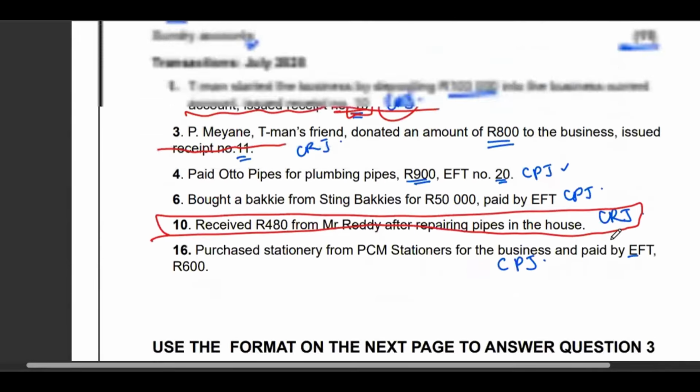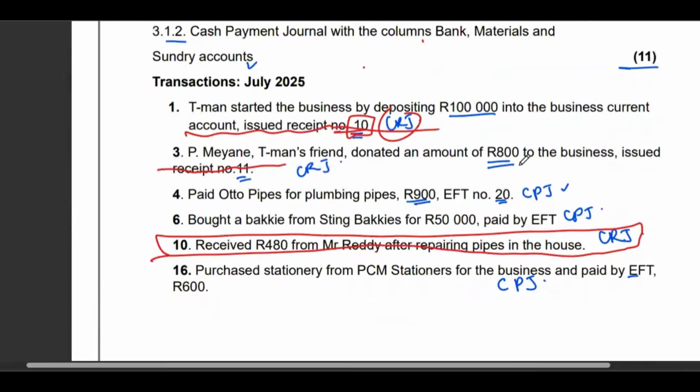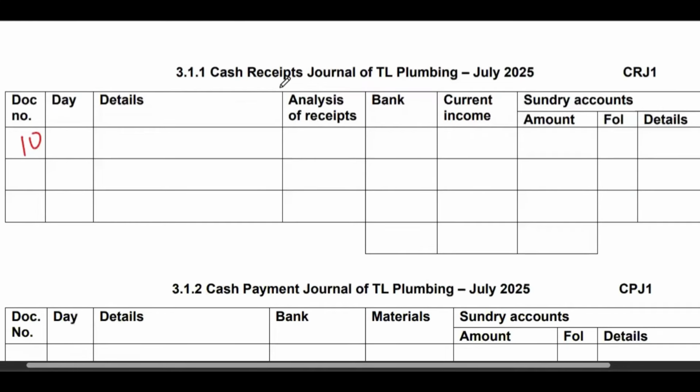On what day was that made? It was on the 1st of July. Okay, so it's 1 July. And then what are the details? It was T-Man himself. And then analysis of receipts, that's not relevant.